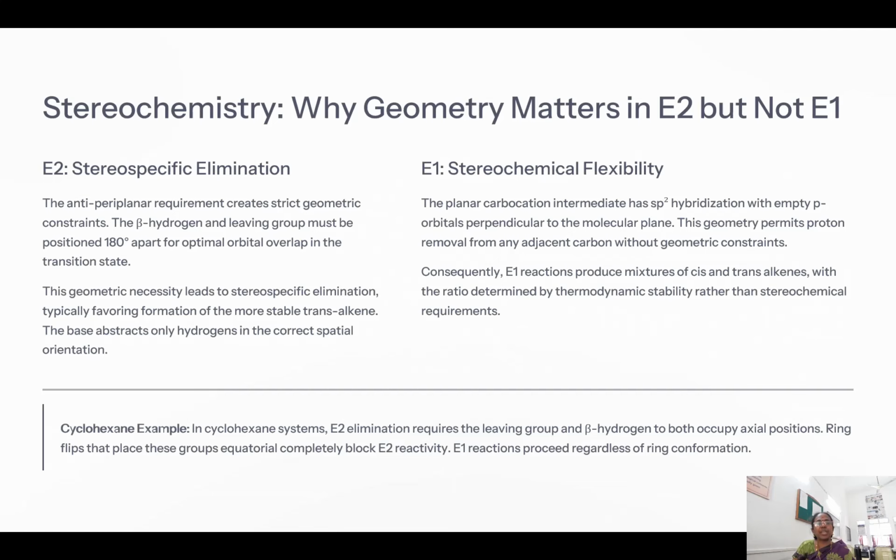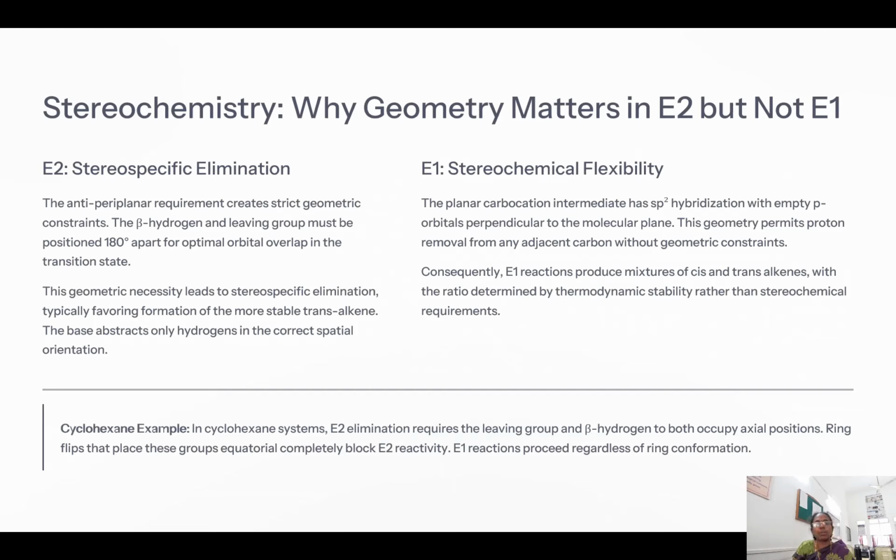Then stereospecific elimination occurs in E2. Stereochemical flexibility can occur in E1 reaction. In E2, the anti-periplanar requirement creates strict geometric constraints. The beta hydrogen and the leaving group must be positioned 180 degrees apart for optimal orbital overlap in the transition state. This geometric necessity leads to stereospecific elimination, typically favoring formation of the more stable trans alkene, that is, the base abstracts only the hydrogen in the correct spatial orientation.